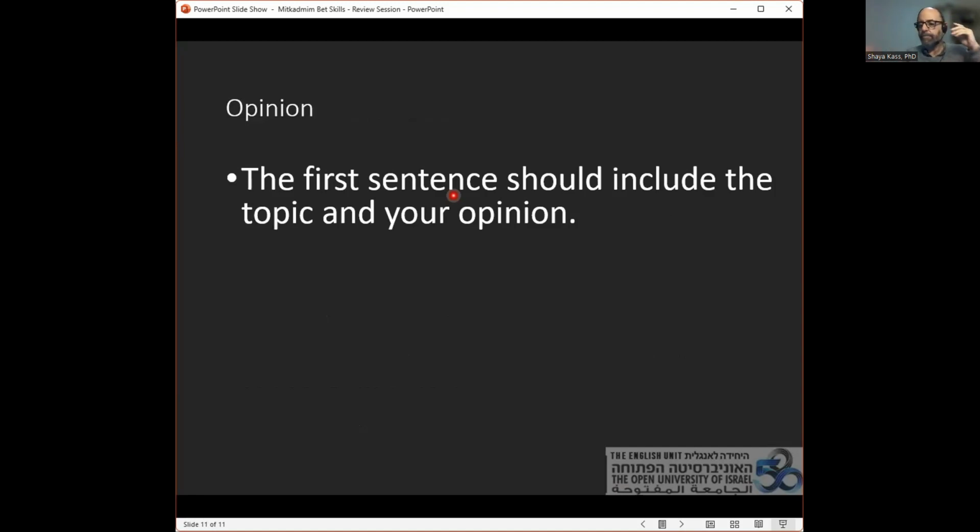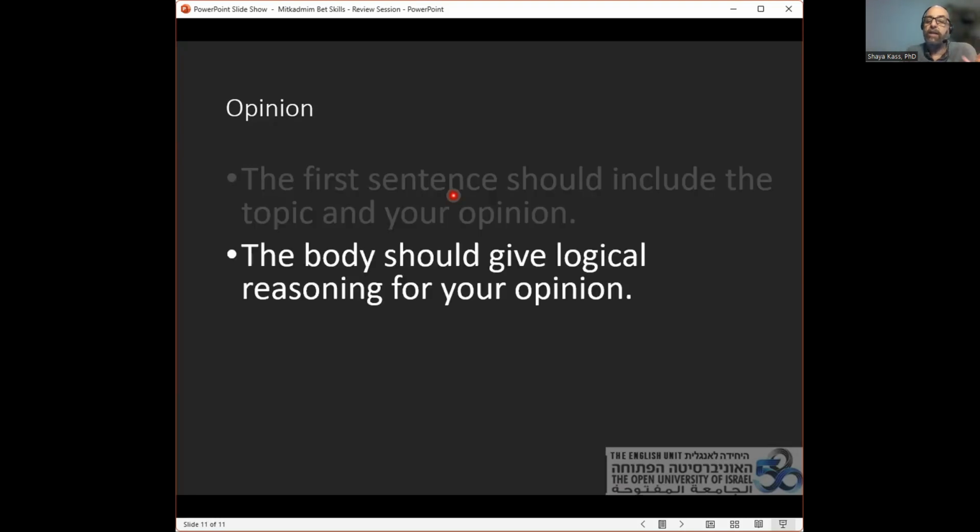On the final exam, you're going to be writing one paragraph that is a synthesis of the two articles, and one paragraph that is your opinion of the two articles. When you're writing your opinion, the first sentence should include the topic and your opinion. What do you think? Because that's the main idea here. The main idea is your opinion. So give it in the first sentence. The body should give logical reasoning for your opinion. Why do you think that?